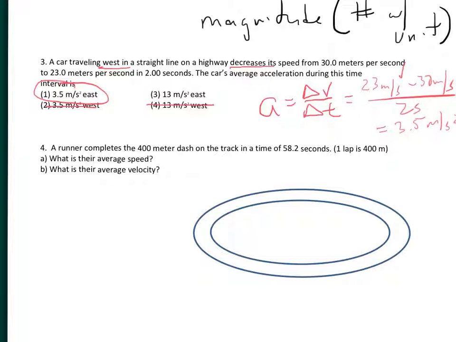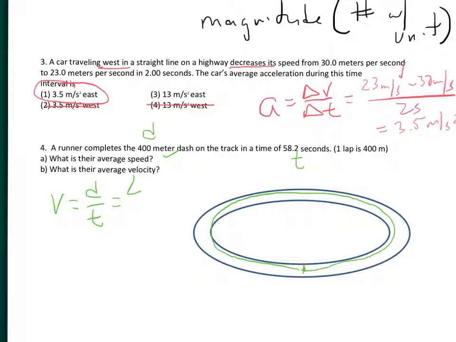The next question talks about a runner doing the 400-meter dash in a time of 58.2 seconds. So this is going to be your distance, and this is your time. And basically the runner is going to start, it doesn't matter where they start, but they're going to go all the way around the track once, like that. So there's their start and their finish. So the first question asks what's their average speed, so you're just going to use velocity as distance over time.